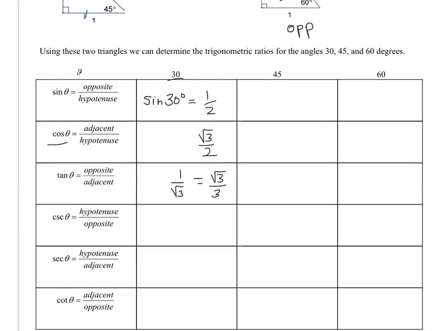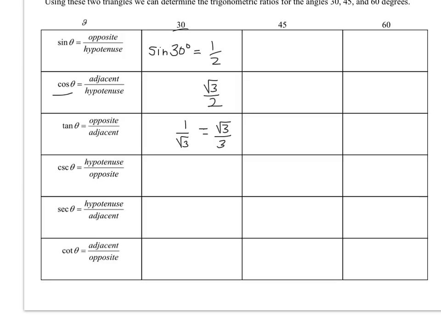And now the last three we just flip. So for cosecant, I flip sine. So instead of 1 over 2, it's 2 over 1, or just 2. For secant, it's the flip of square root of 3 over 2, or 2 over the square root of 3. Or if I clean that up by multiplying top and bottom by square root of 3, it's 2 square root of 3 over 3. And the cotangent is just the flip of 1 over the square root of 3, or square root of 3.